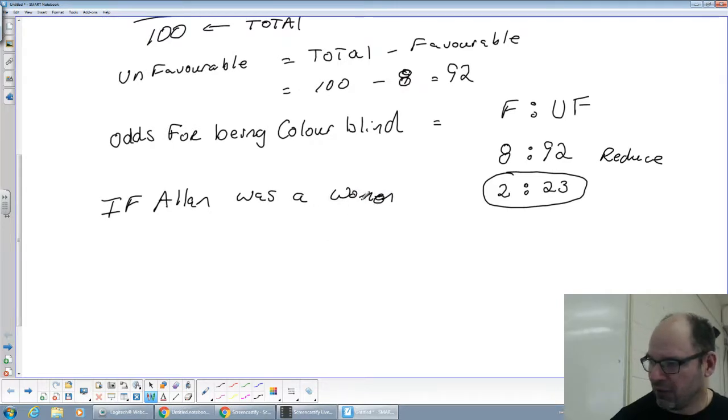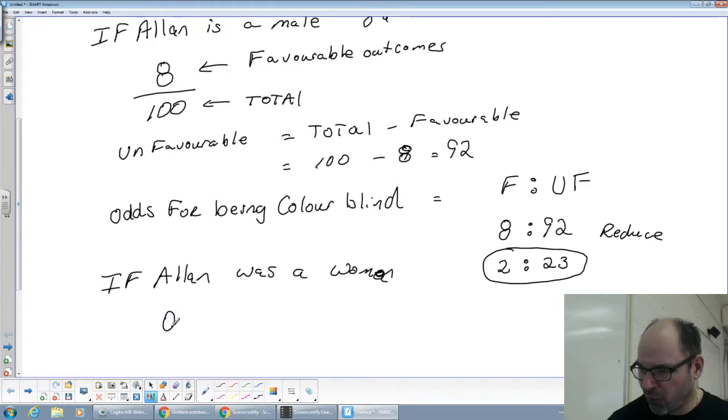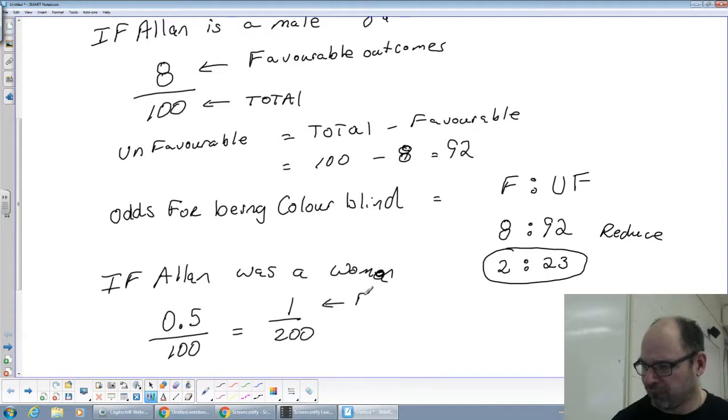Okay, if Alan was a woman, there we go. If Alan was a woman, he or she would have 0.5%. So we have to take that and look at it as 0.5 out of 100. So if we wanted this to be whole numbers, not decimals, we'd multiply it by 2. So it'd be 1 out of 200. Okay, so this is the favorable.